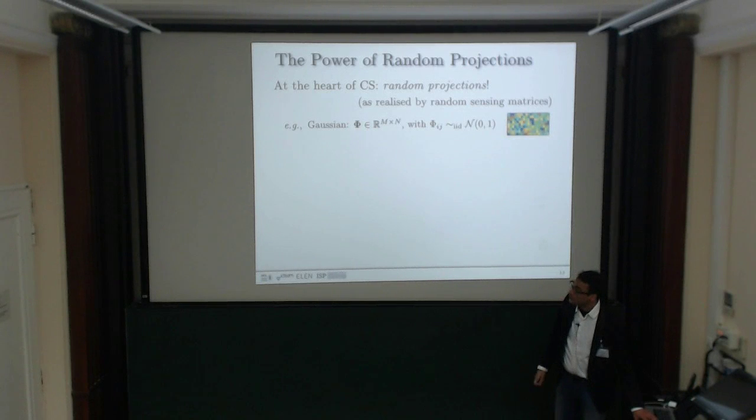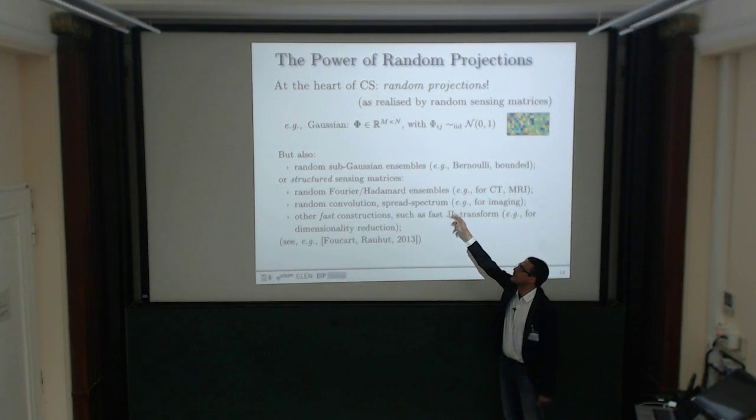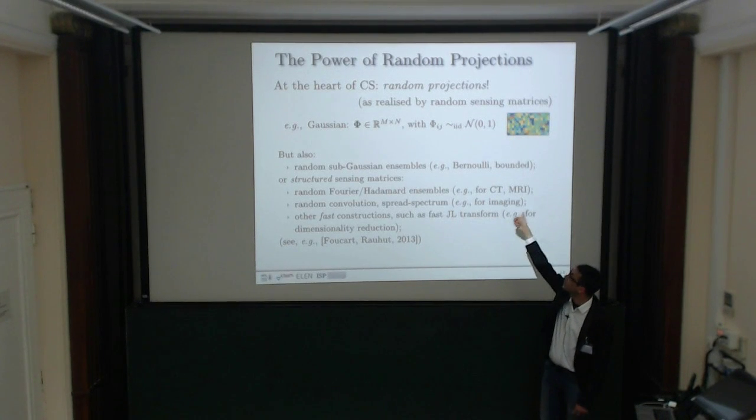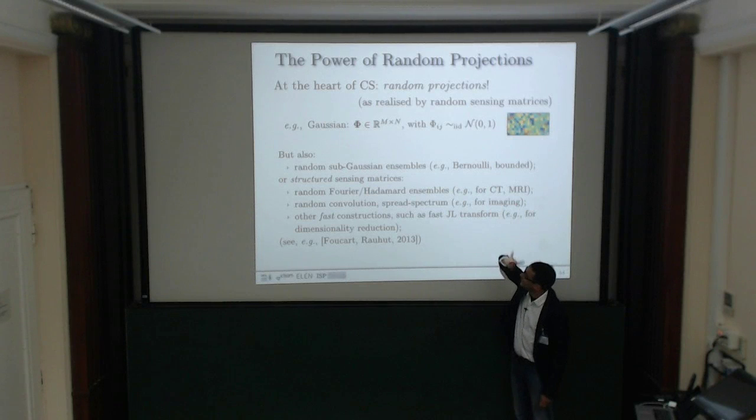So which matrices do we actually choose to perform random projections? The first one, at least historically in the theory, was a Gaussian IID sensing matrix with unit variance entries. But it has also been shown that random sub-Gaussian ensembles work, for example Bernoulli, bounded, or ternary, minus 1, 0, and 1 with different probabilities.